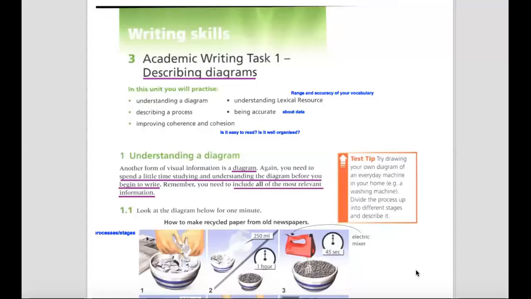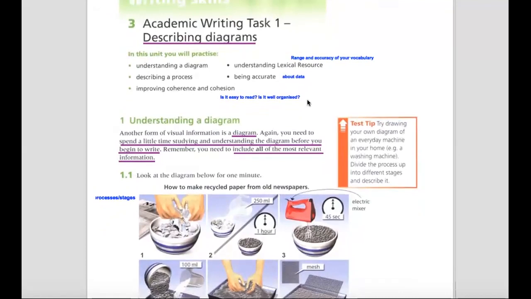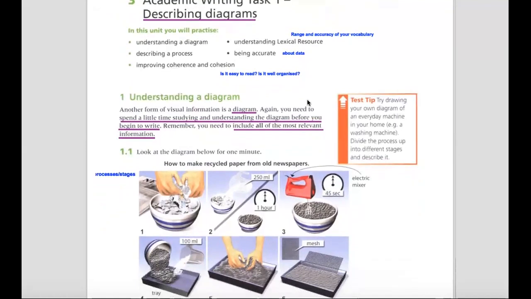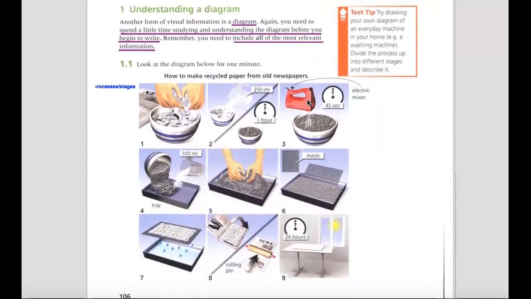So first of all, we'll start by looking at diagrams, which is talking about processes. So this is another type of task 1. So whenever you have a diagram and you need to describe it, what you're actually doing is describing a process. Okay. The first thing to understand about this is that sometimes you might not recognize the diagram that you can see. Okay, it might be something that you've never seen before and you don't recognize any of the things in the diagram. Don't worry about that too much.